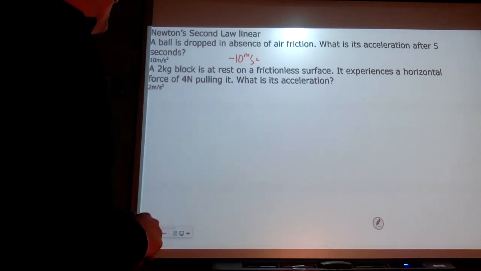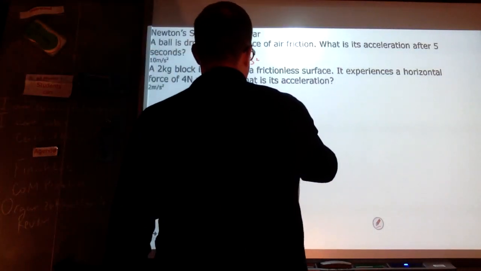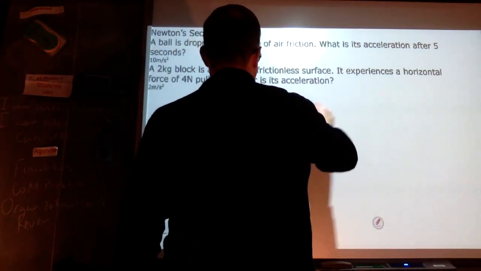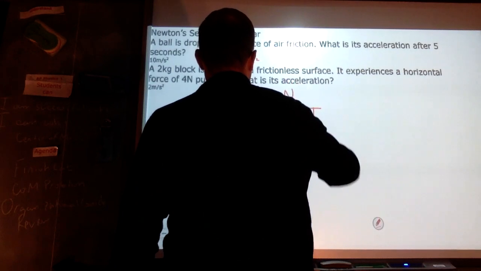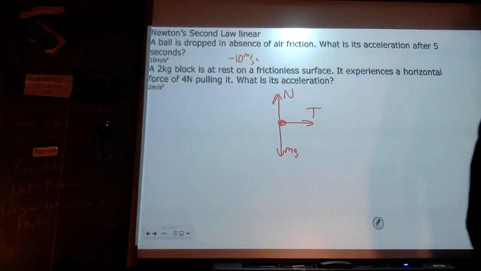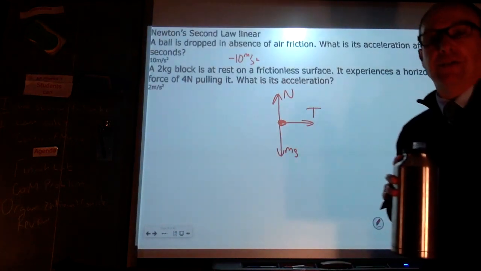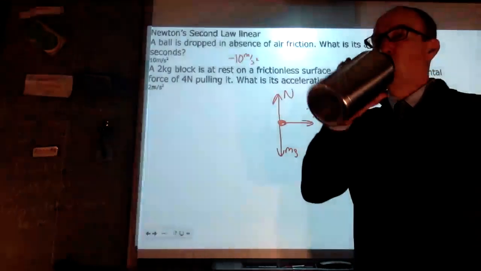A block is at rest on a frictionless surface. It experiences a horizontal force of 4 newtons pulling on it. What is its acceleration? So here is my diagram. If I look at this, I can see that my acceleration is going to be in the x direction. That's where it's unbalanced.